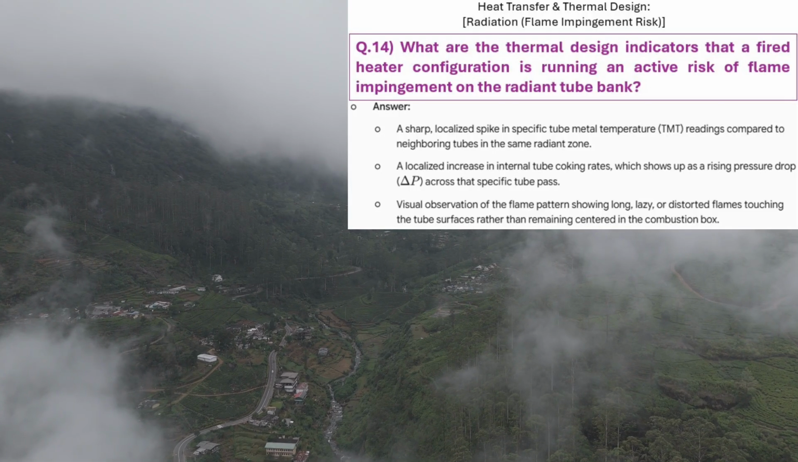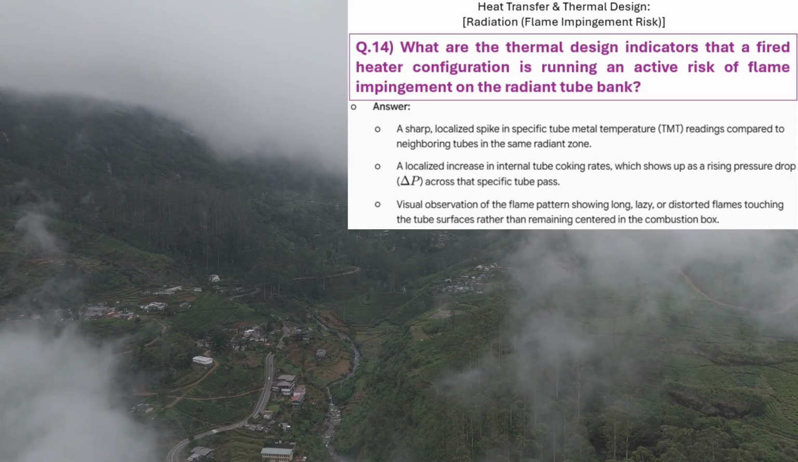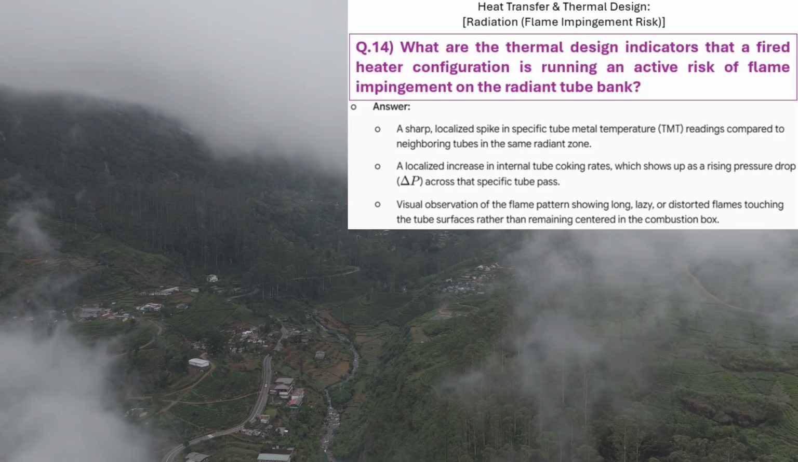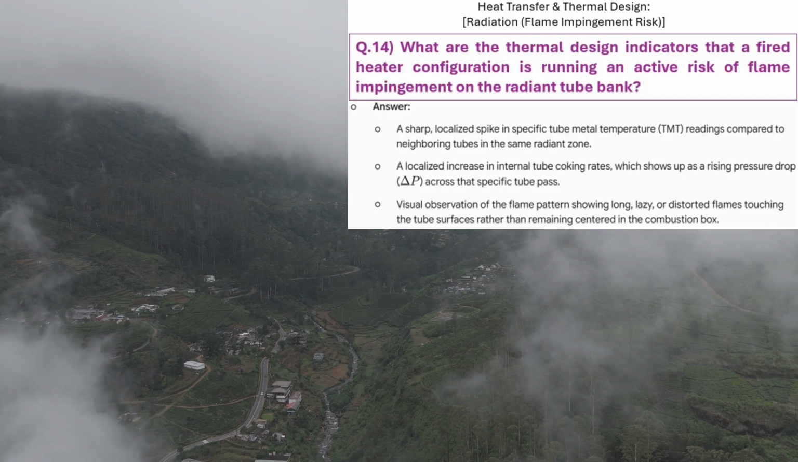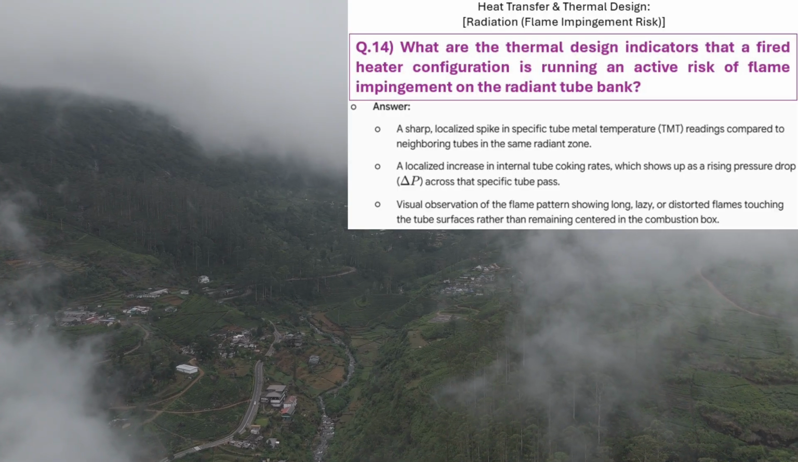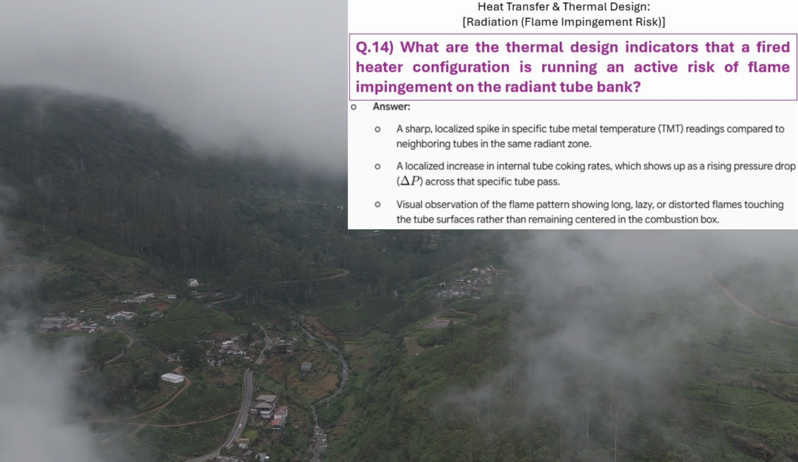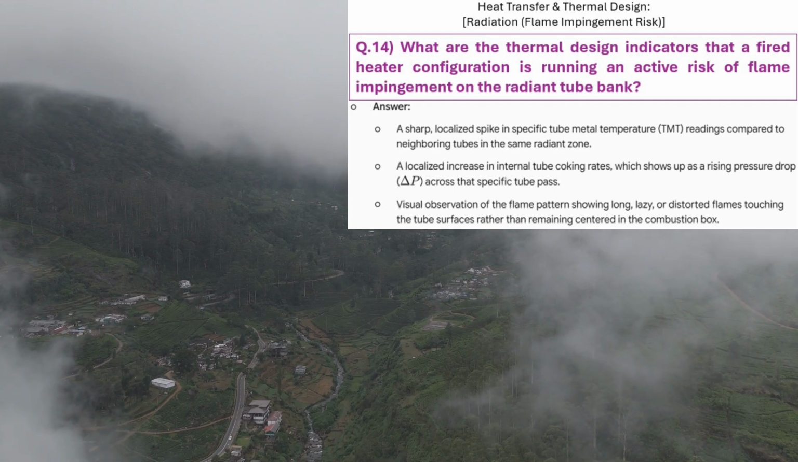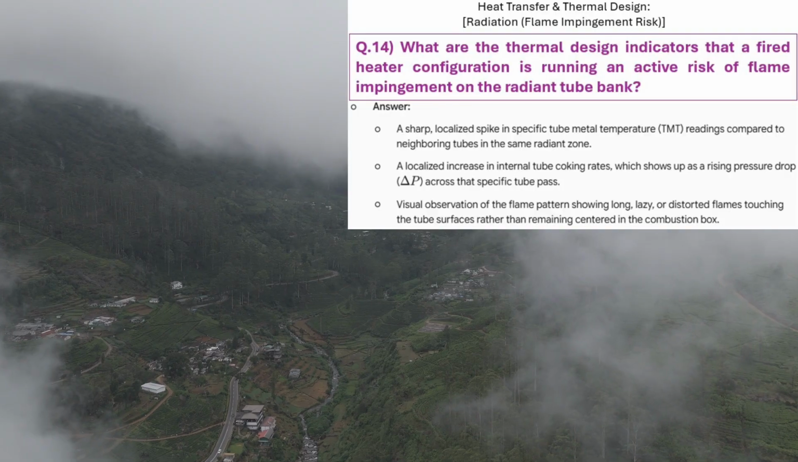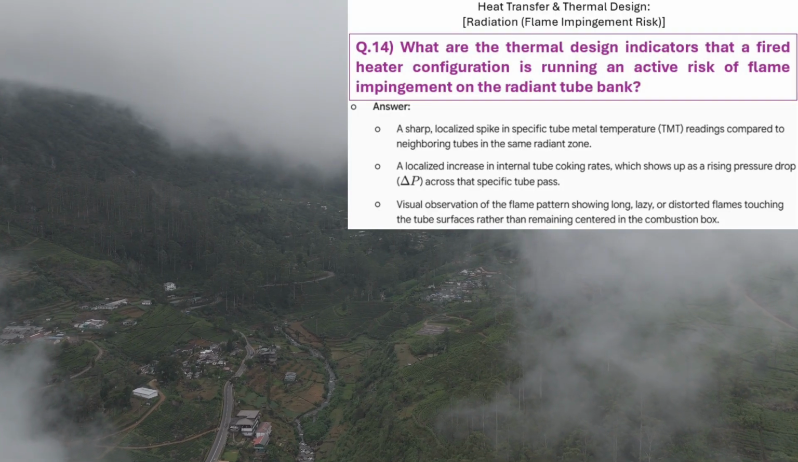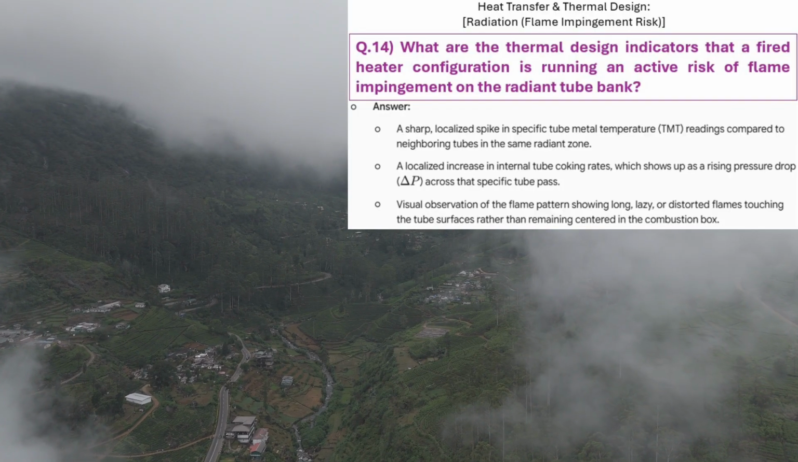Right, compared to adjacent tubes. Exactly. If tube 14 is running 60 degrees hotter than tube 15 in the same radiant zone, you have impingement. Second, you look for a rapid increase in internal coking rates. Manifesting as a rising hydraulic pressure drop across one pass. Precisely. But third, and most crucially, is physical visual observation through the radiant box peepholes.